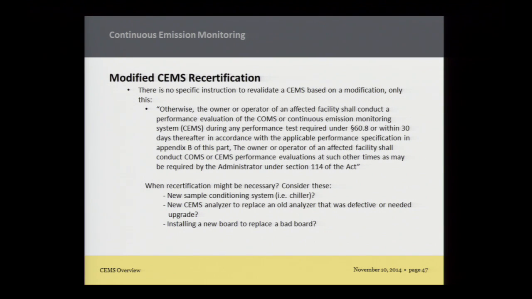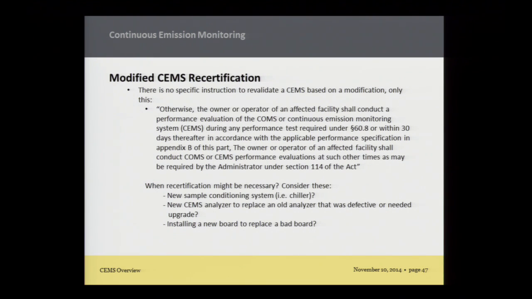So what about a new CEMS analyzer to replace an old one that was defective? I just needed an upgrade. That one's easy, right? What about installing a new board to replace a bad board? I got struck by lightning, and my CEMS analyzer on my cat cracker burned up. Nope, because it's not measuring anything. It was just the electronics. What if it was a detector cell? If it was a detector cell, that's different, but we didn't have to replace the detector cell. It was just the computer portion of the analyzer. When we put a new board in, we didn't touch the IR.